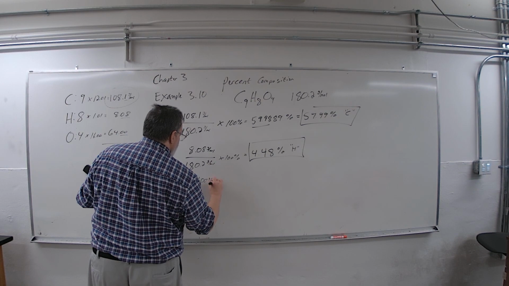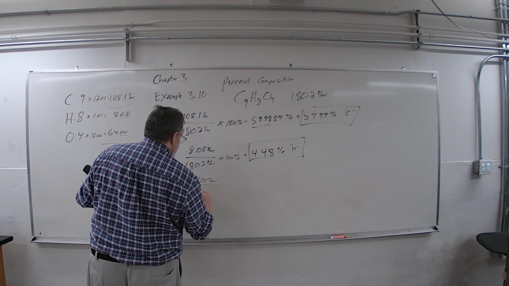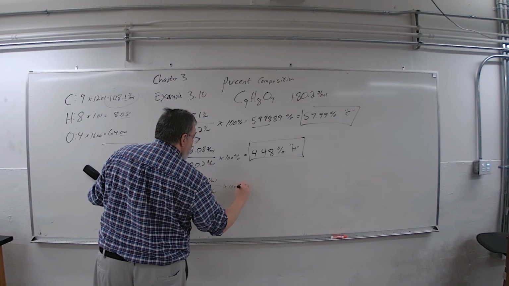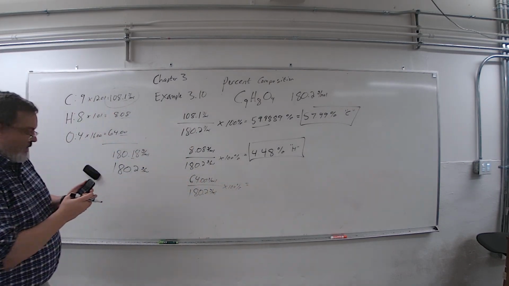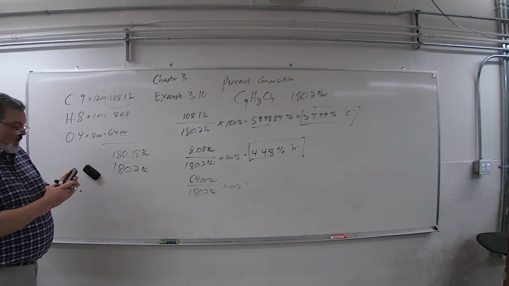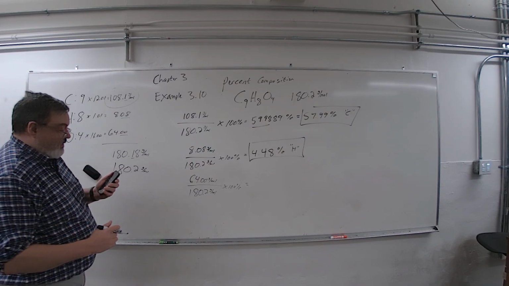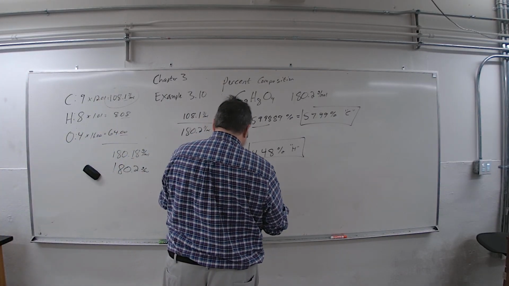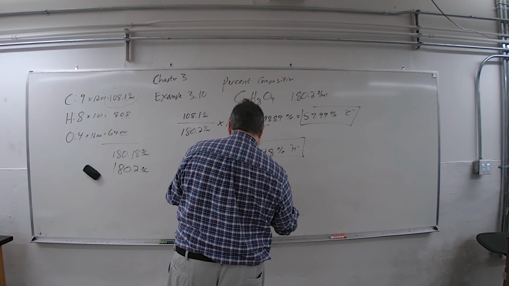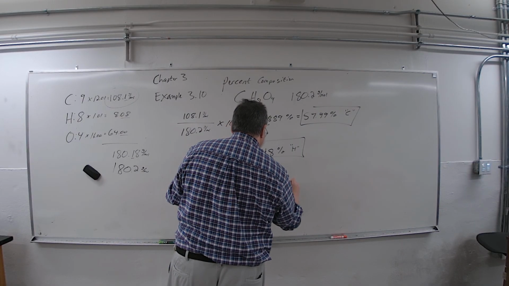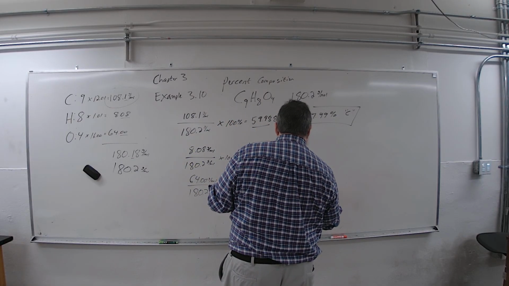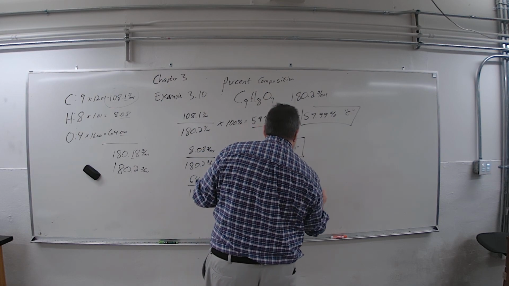64.00 grams per mole for oxygen, 180.2 grams per mole total. 64.00 divided by 180.2 times 100. Rounding properly, I get that. That was oxygen. And those should add up to 100.